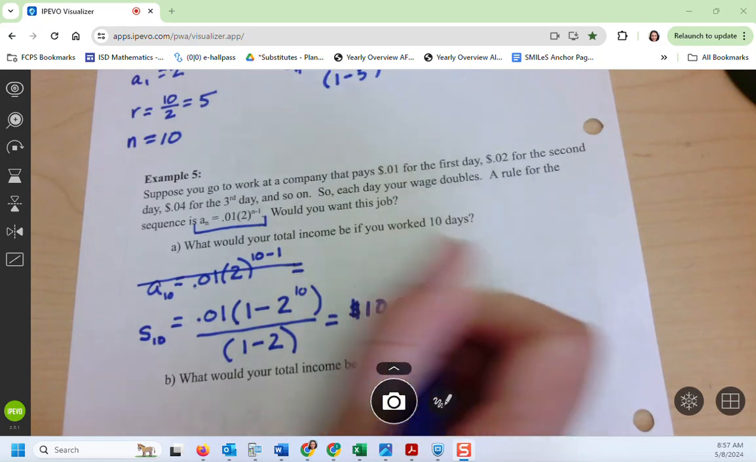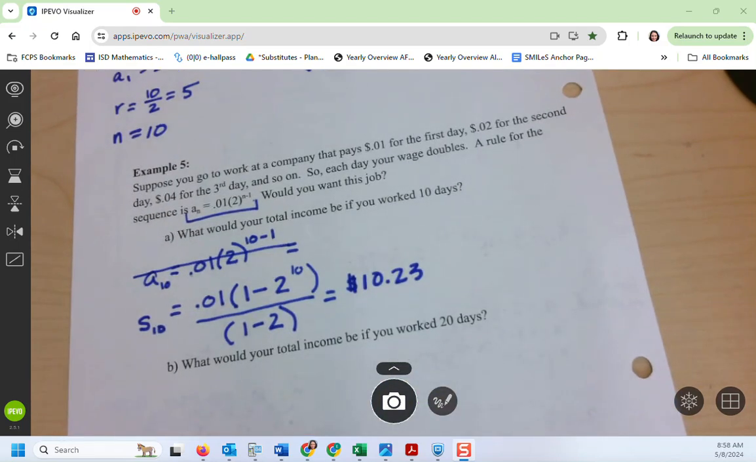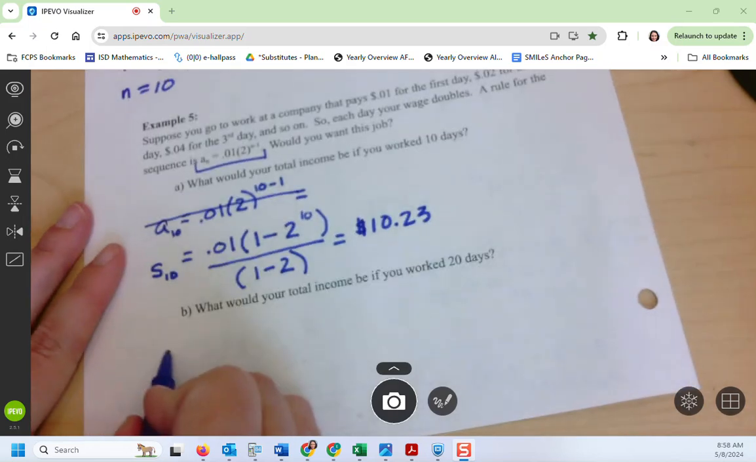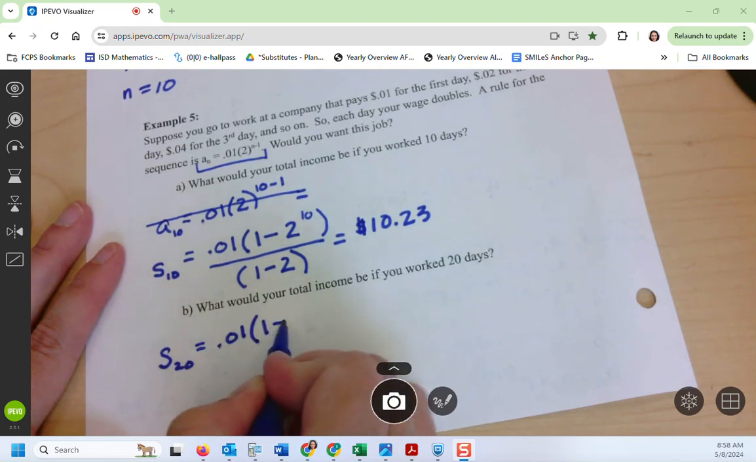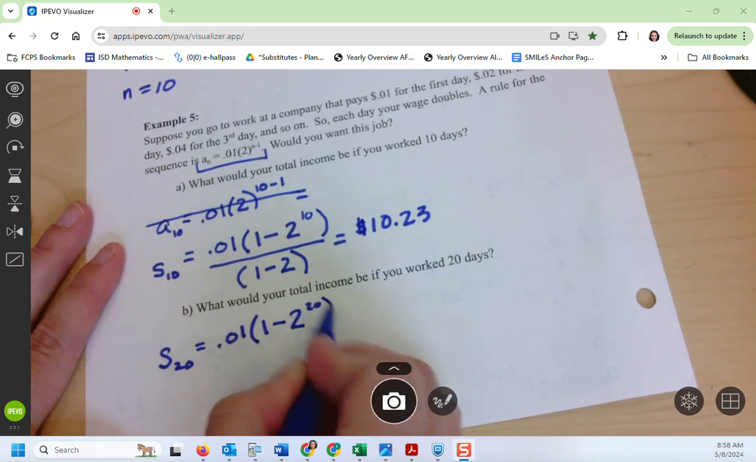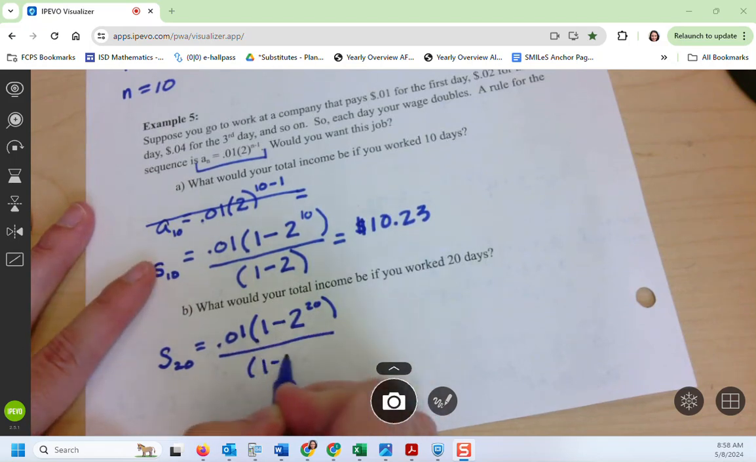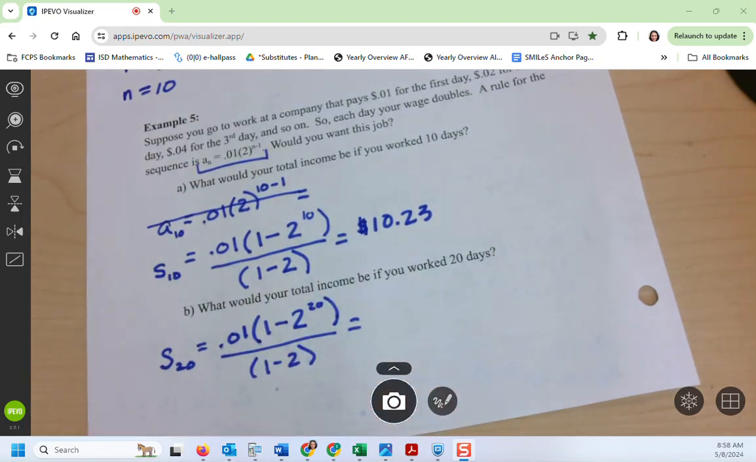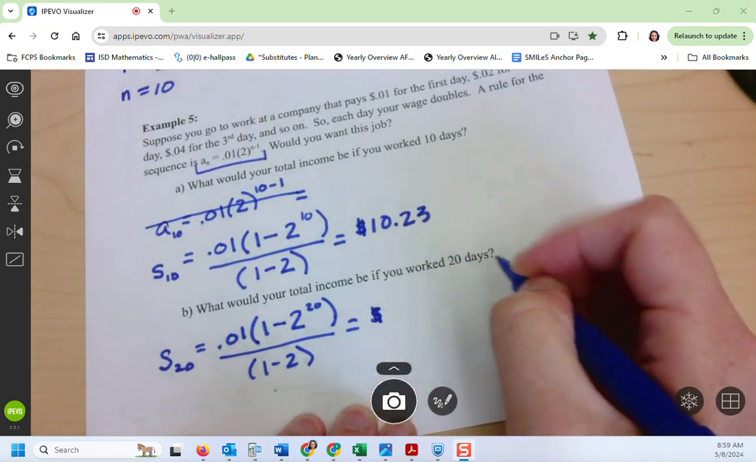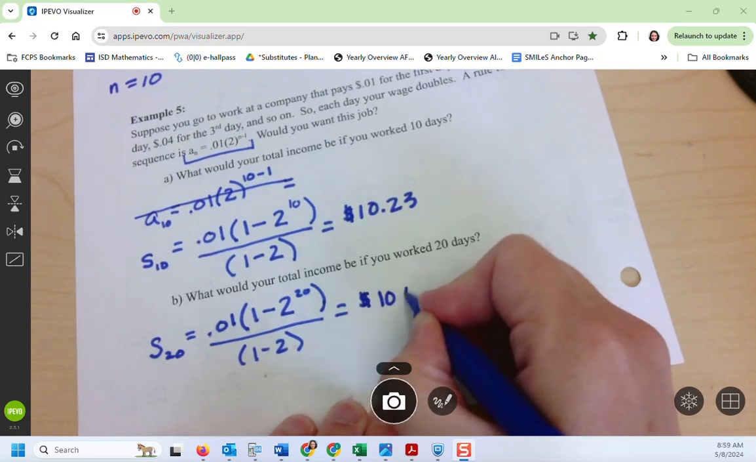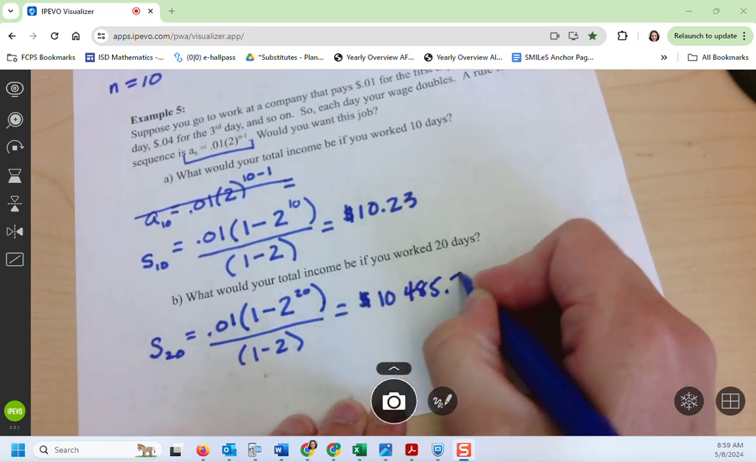No, unless you know what's coming, right? Because we're going to find the pay for 20 days now. So S sub 20. So you literally just need to change your 10 to a 20. Layla, what was your answer for the sum of the first 20 terms? $10,485.75. That's what I got.